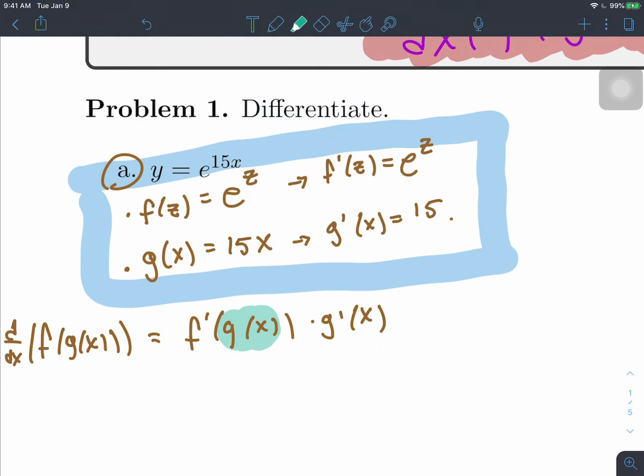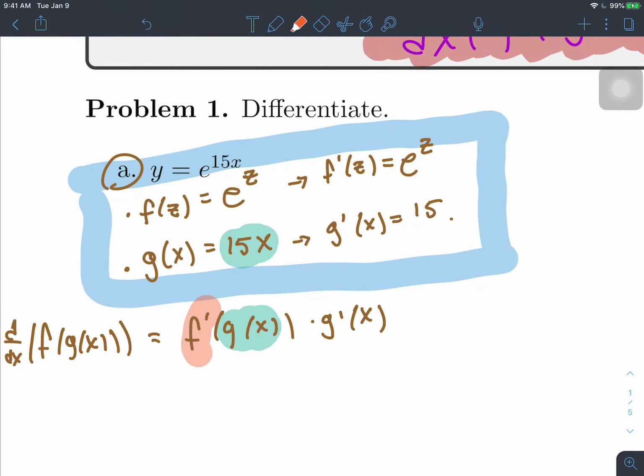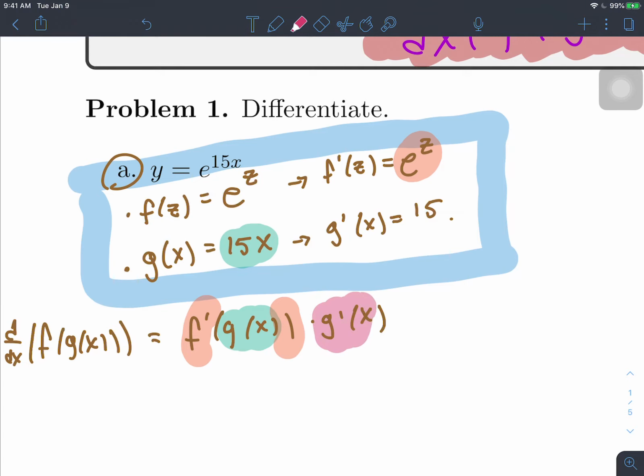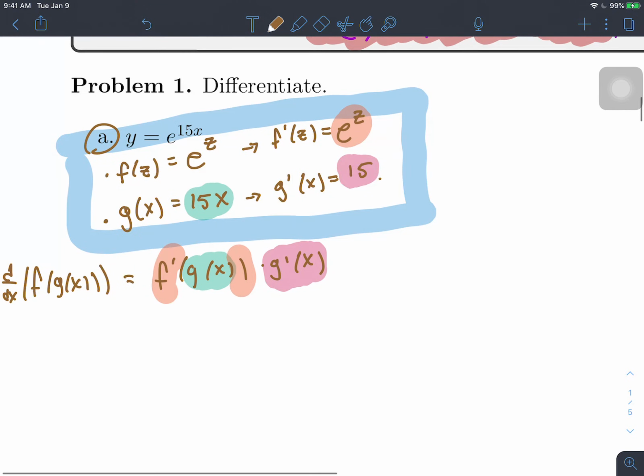G of x is 15x. I'm going to plug that in for z in f prime, which is e to the z. Then I'm going to multiply by g prime of x, which is 15. So first I take g of x, that's 15x. If I plug it in for z in e to the z, I get e to the 15x.